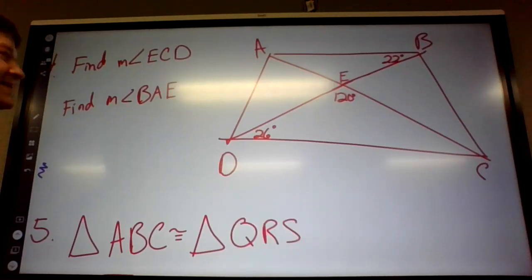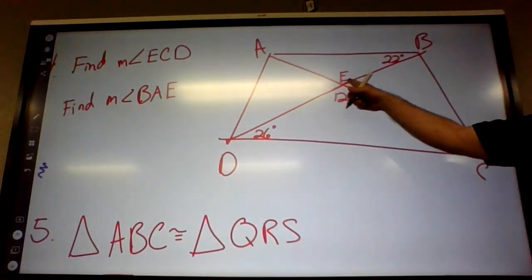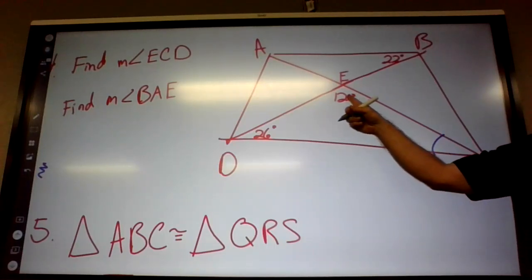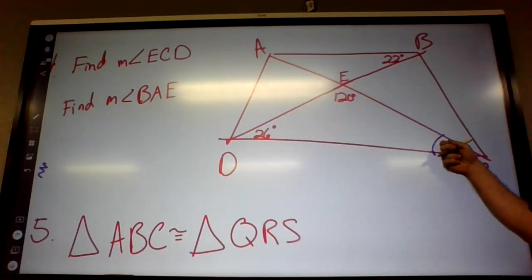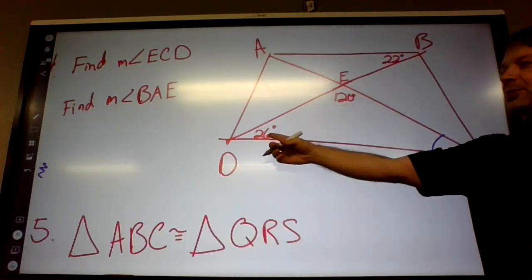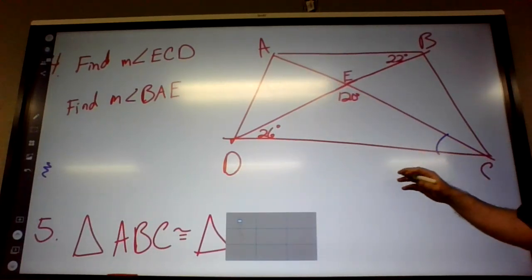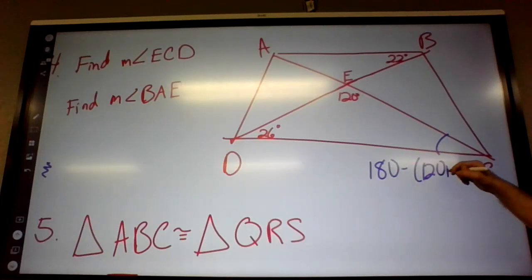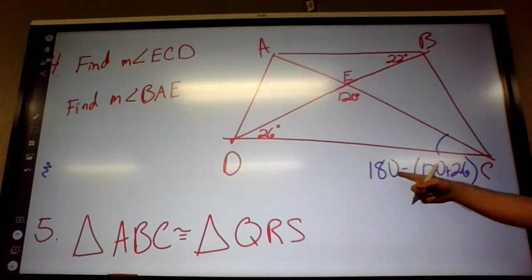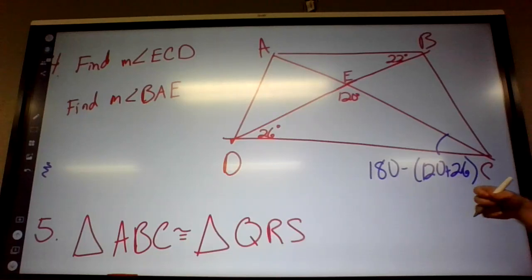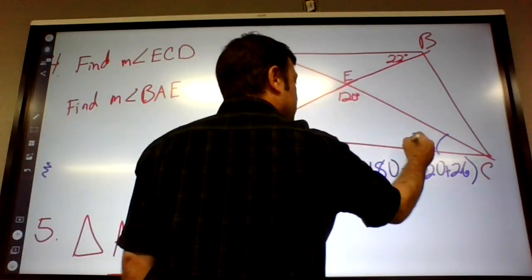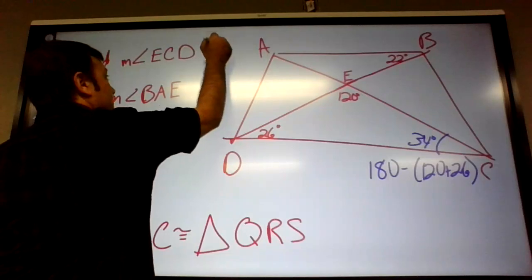Measure of angle ECD. So ECD, that would be between these two. So, how do I find this angle? Add those two numbers together. These three angles have to do what? Add up to 180. So 180 minus 120 plus 26, 180 minus 146 is 34 degrees. Okay, so that is that one.